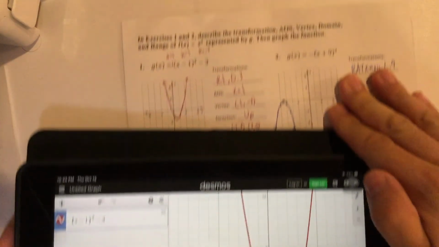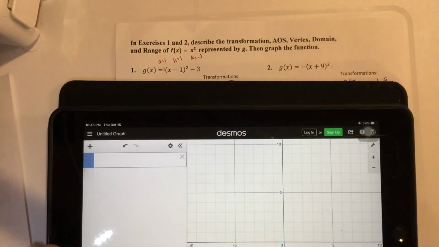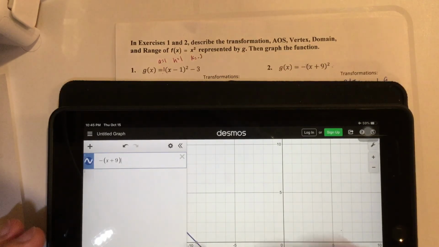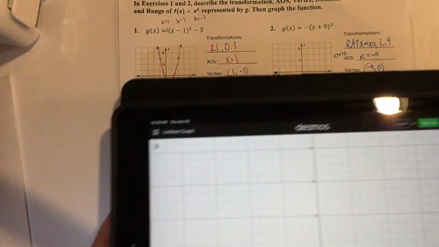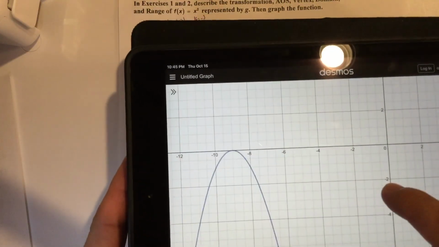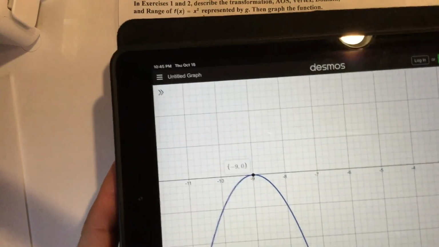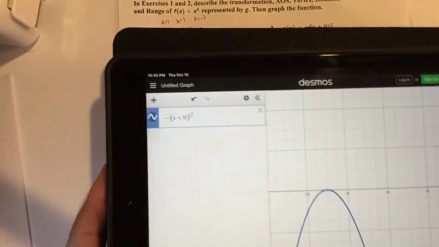Okay. And then over here in number 2, I'm going to type this one in as well. So let's go ahead and say negative, parentheses, x plus 9, close parentheses, square. Oh, I didn't square it. There we go. So we take a look at this here. You can see it's moved over there to the left, and over here, if I move it, we can all see it. The vertex is at negative 9, 0, and it's facing down just like that, and we can see our graph is doing the exact same thing. So you can also type these into Desmos, and that's how I did it.